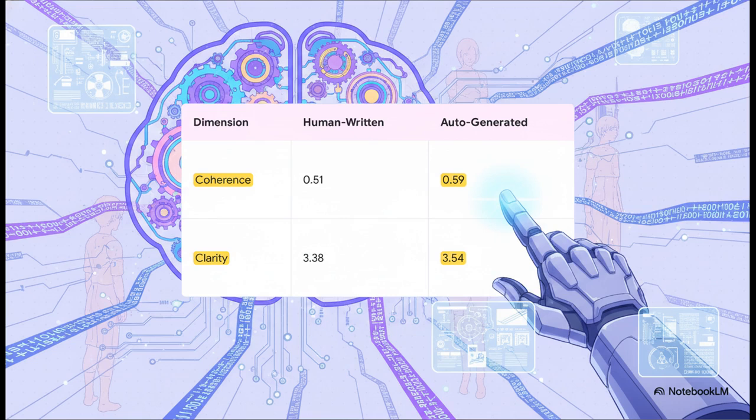This is the big one. This is the headline. When they had another AI judge the quality, the environments made by ClawEnvKit weren't just as good as the human-written ones. They were actually rated as more coherent and clearer. Let that sink in. The machine actually did a better job of designing the test than the humans did.